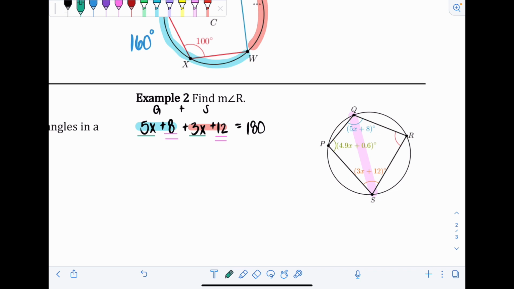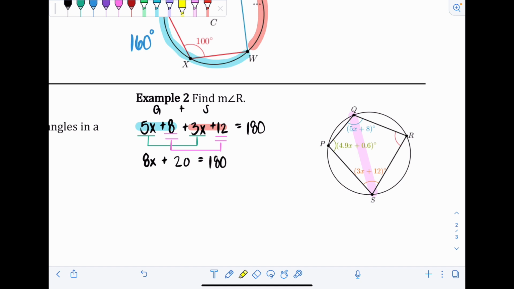So here, we're just going to combine our 5x and our 3x, and together that would become 5 plus 3 is 8x. And then we combine the 8 and the 12, again just adding them together. So 8 plus 12 is 20, so this would become plus 20. Then we bring down the equal sign and bring down the 180. Now this entire side of the equal sign is simplified, meaning there are no more like terms to combine and nothing to distribute.